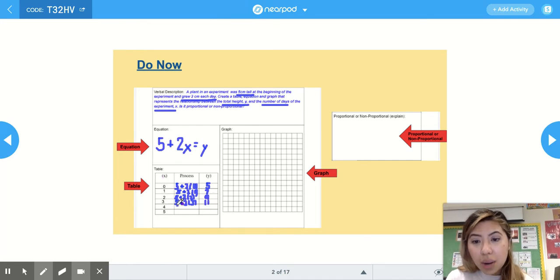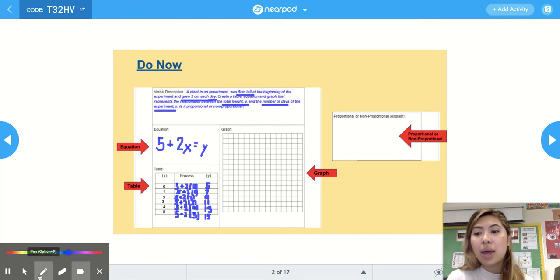Then when x is 4, I'm adding 5 plus 2 times 4. 2 times 4 is 8. 8 plus 5 is 13. And then lastly, when x is 5, I'm doing 5 plus 2 times 5. 2 times 5 is 10. 10 plus 5 is 15. So as of right now, I have all of my coordinates, and I just have to figure out what I should label my x and my y value as in terms of the units.